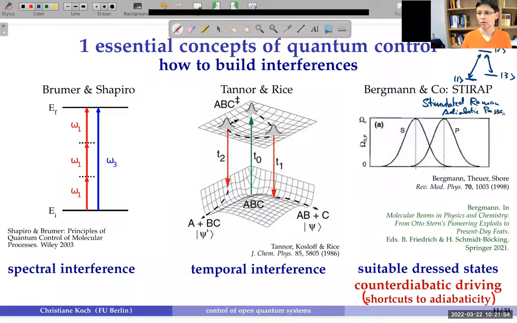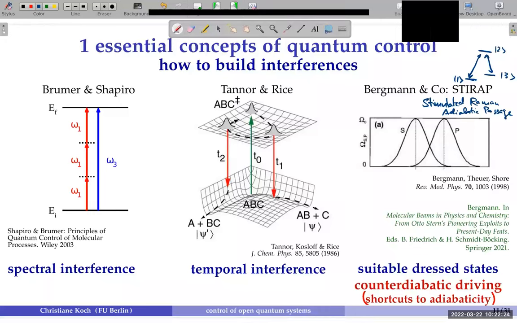So the first part of this name is irrelevant to you. It's just because these two fields are called a Raman transition, and similarly because you're driving it. Okay, and adiabatic passage, now you know what it is. It means we want to find pulses that drive us adiabatically from one to three. So same philosophy as in our two-level case, but now with this additional intermediate state.